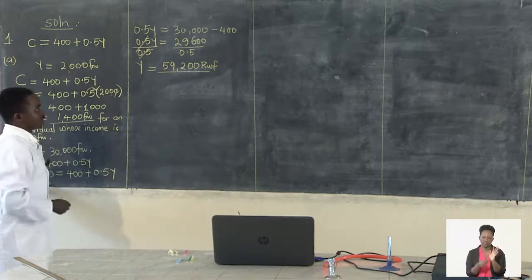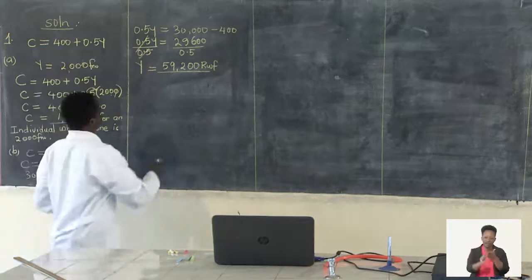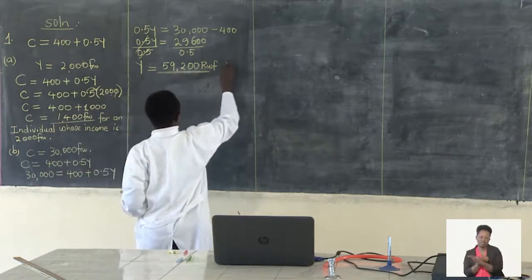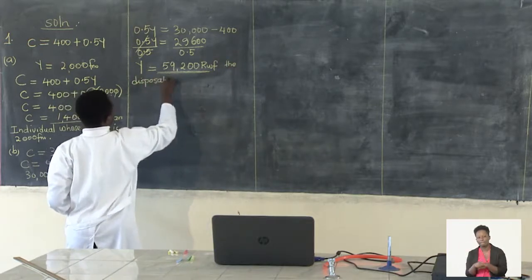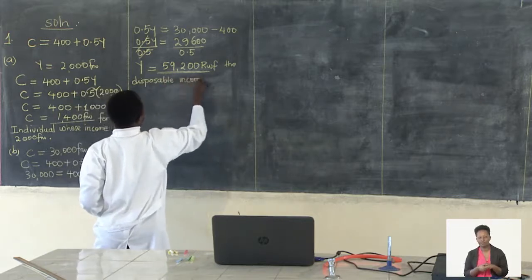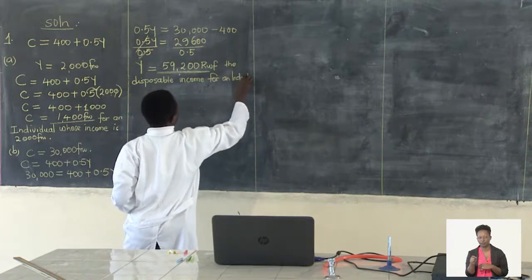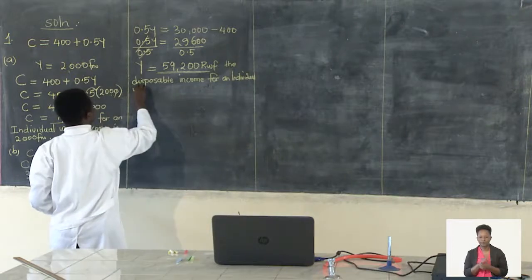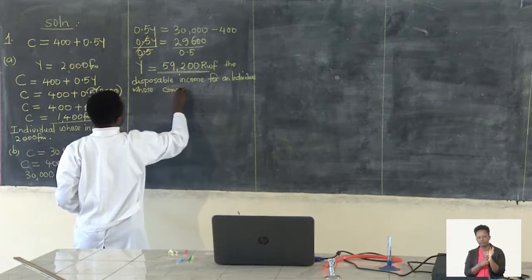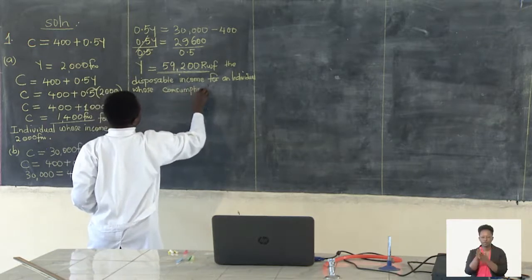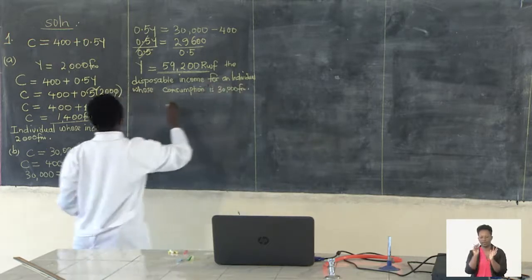From here, even you can now get the saving, how much was saved out of this was spent. So you can easily get the saving. So this is the disposable income for an individual whose consumption expenditure is 30,000 Rwandan francs. So that is part B.